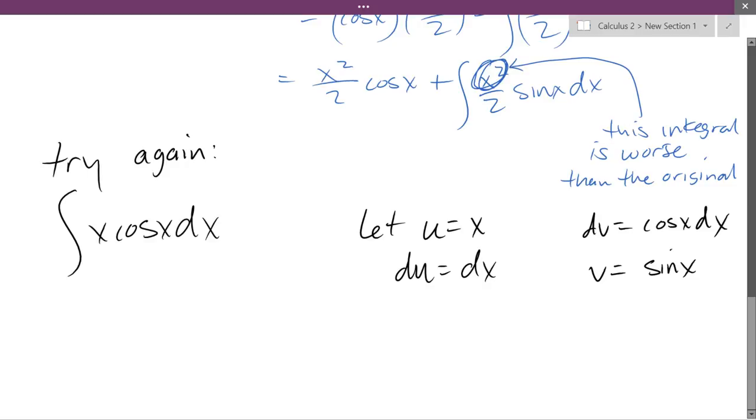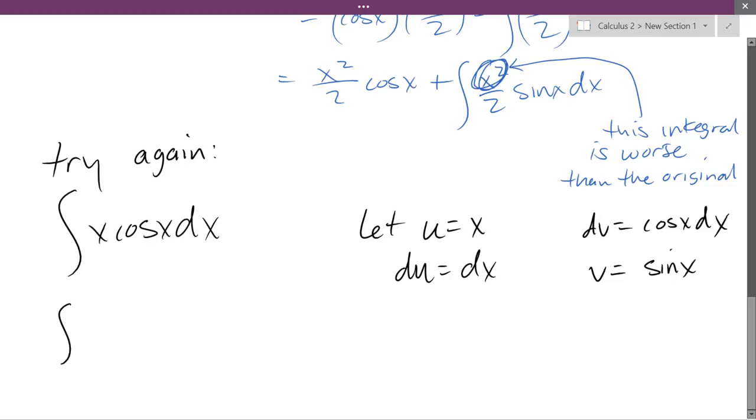So you should have gotten 1 dx. Your du is 1 dx, and then v is sine x. You can always try guess and check. Is it positive or negative sign? Just write positive sign and check it. If you're wrong, it was negative sign. All right, I'm gonna make all these substitutions now.